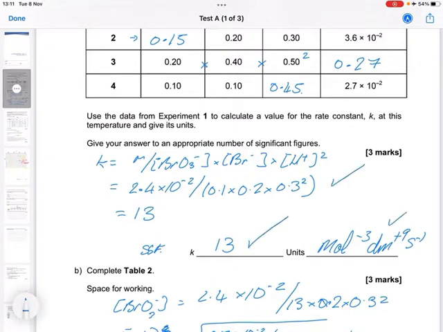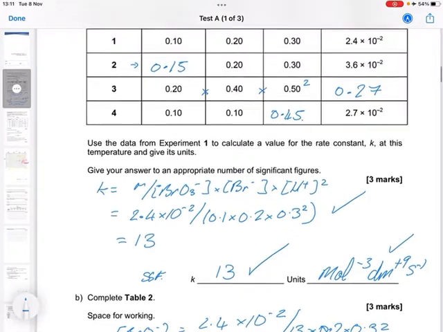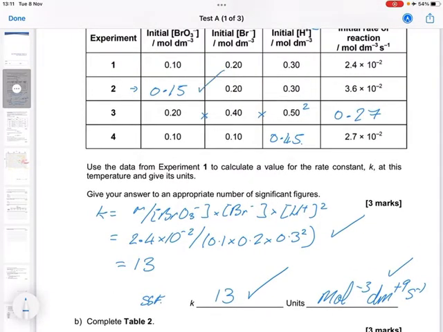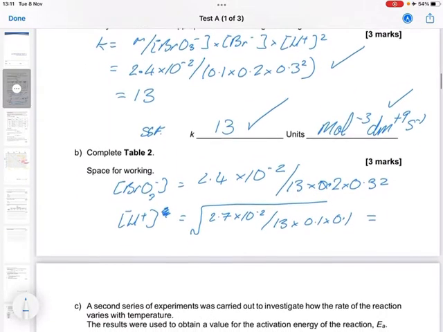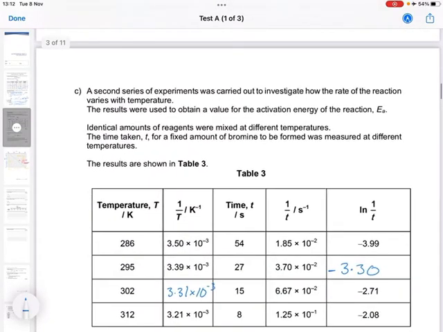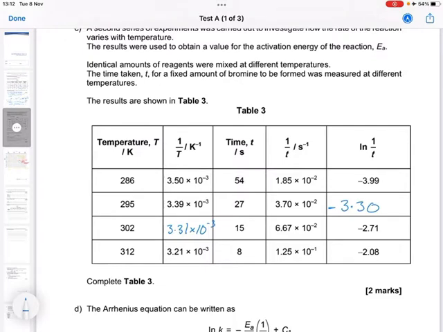for the units. There's then 1 mark for each correct answer in the table over here. So that gives you those 3. And then part C, in a second experiment, we've got a results table that's partly filled in. So what we need to do now is complete the table. I've pre-worked these out just because it's easier for me to plot a graph in advance. So minus 3.30 and 3.31 times 10 to the minus 3.